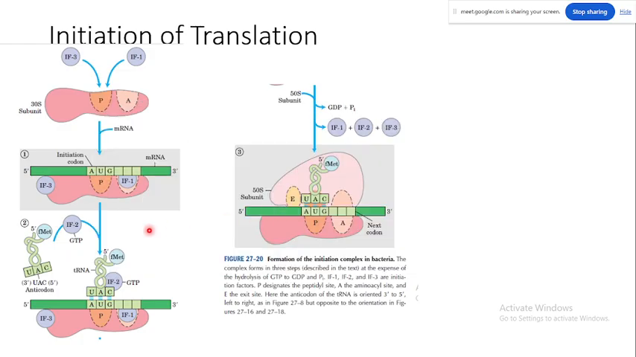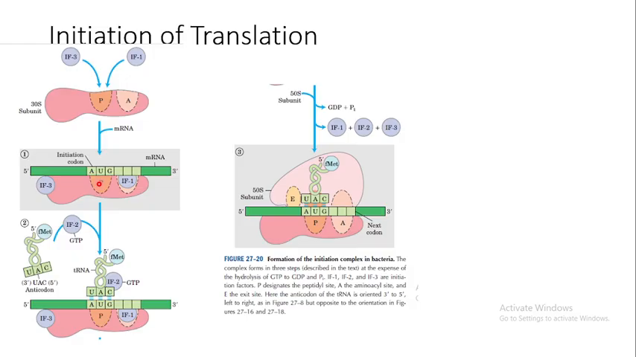So now first the mRNA will align to the ribosome, right? Where its Shine-Dalgarno sequence will interact with the corresponding complementary sequence in the 16S ribosomal RNA, and then this AUG will be fitted in the P site of this 30S ribosomal subunit, correct? So that is the initiation codon or start codon. Now the start codon codes for methionine.